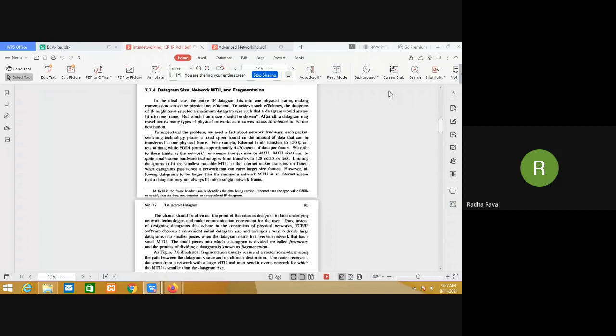Okay, when your datagram size is more than the MTU, at that time what can you do? Divide it into smaller pieces, right? The small pieces into which a datagram is divided are known as fragments. Okay, so what are these called? Fragments. And the process is called? Fragmentation. So the datagram's pieces are called fragments and the whole process is known as fragmentation.